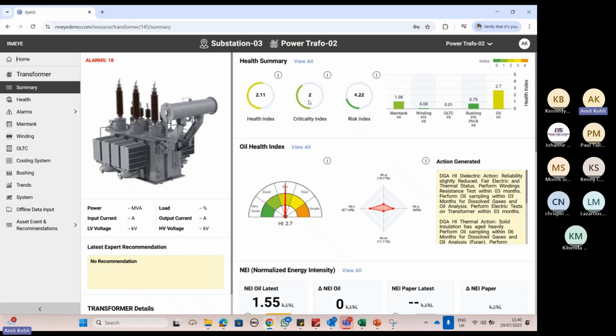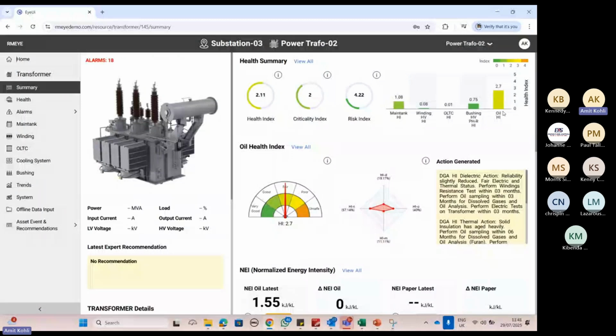Criticality means the consequences of failure. So if a transformer has higher consequences of failure, we give higher criticality, and pretty much, this is given by our customers like you guys. And then the risk index is a factor of health index, criticality index, and probability of failure. Okay, so based on this, it tells me what's the risk of operating these transformers. And if health index is going towards the poor direction, then what are the components that are responsible for this poor health? Whether it is a main tank problem, winding problem, OLTC problem, bushing problem, or oil problem.